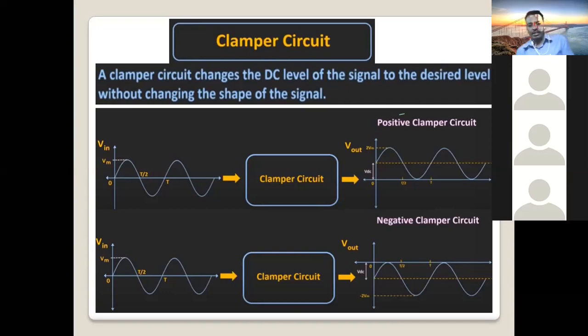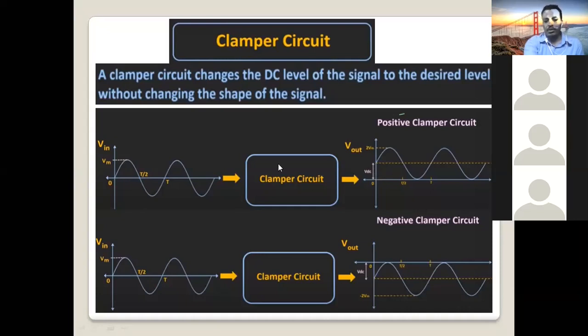We are not changing the shape of the signal, simply shifting the signal, any signal. As you can see here, this sinusoidal signal is applied to a clamper circuit. So this input signal is shifted upward, as you can see here in the output. The whole signal, this AC signal, is shifted upward by some DC level.